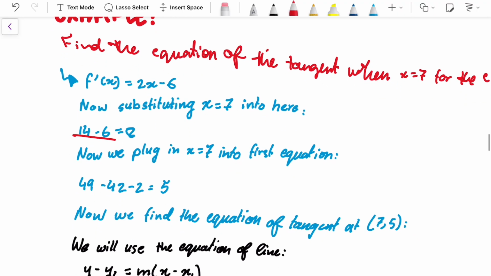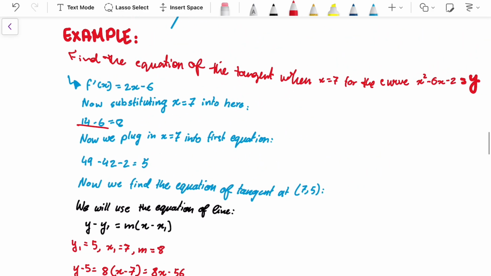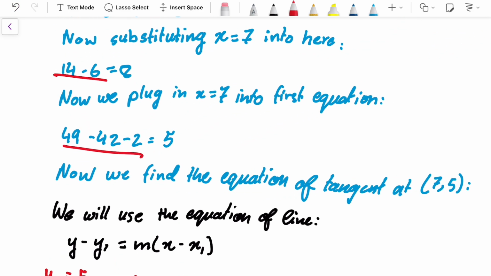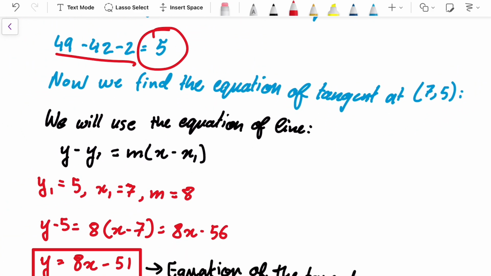So now we plug in x is equal to 7 into the first equation. We're trying to find the y coordinate over here as well. So the y coordinate is going to be, when we plug it back into this equation, we just find the y coordinate, which is, from my calculations, 5. And now we find the equation of the tangent at (7, 5). So we're going to use this equation of a line, which goes this way. So we've got y minus y1 is equal to m(x minus x1).